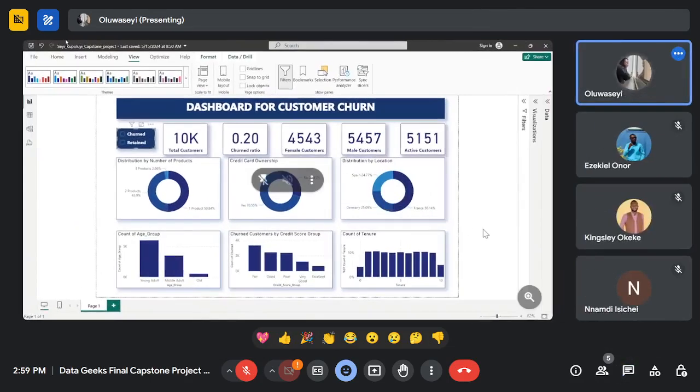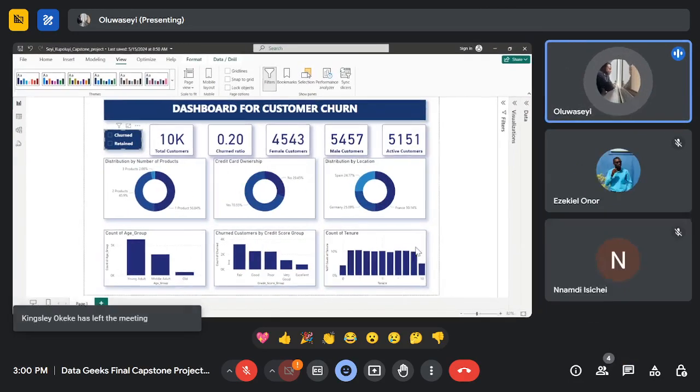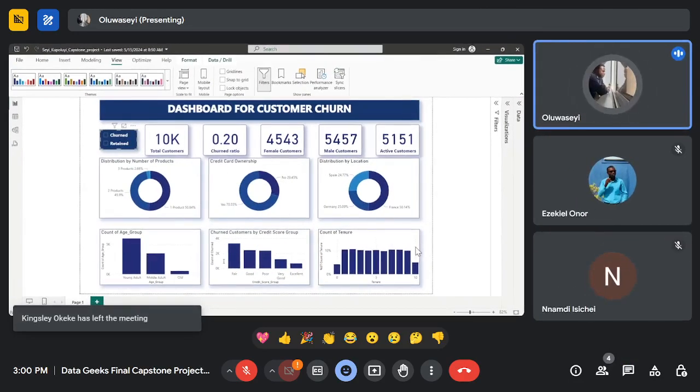Very important. Finally, offer products that appeal to customers with low churn, like in Spain. Spain has low churn. That means something is happening, right? So, what are the products that appeal to them? Give them more of that. Let them even stay more, right?